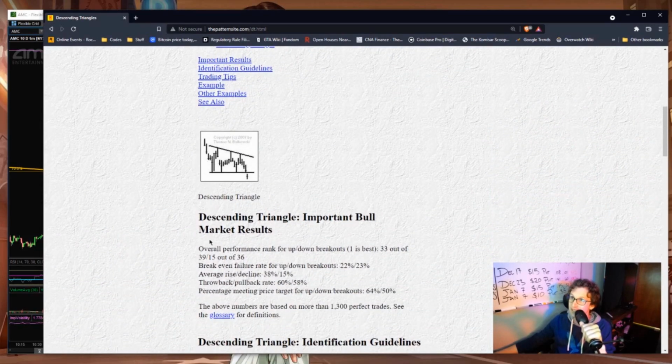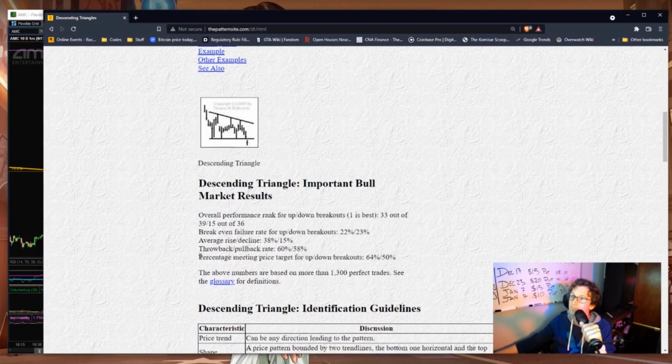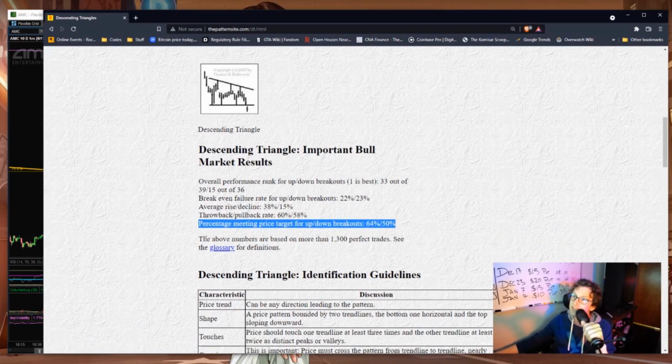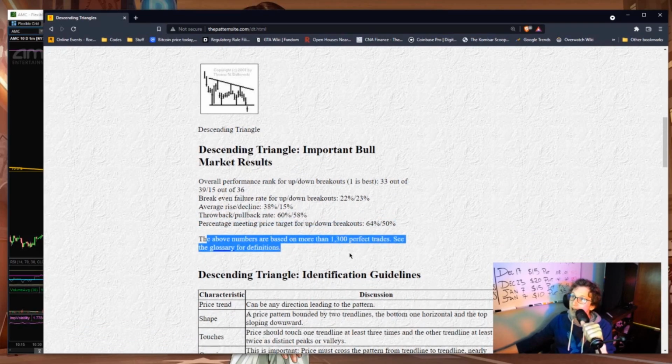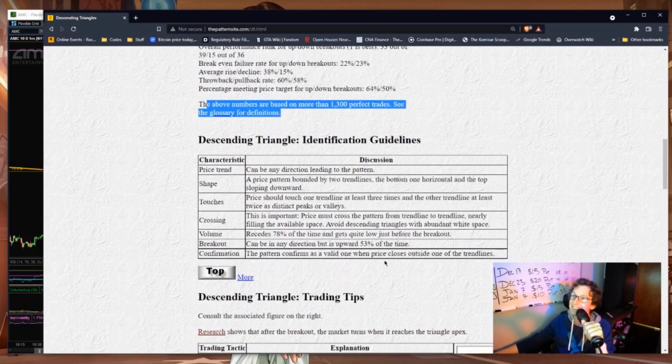Let's have a look. Descending triangles. What's our percentage meaning price target for up and down breakouts? 64% to the upside, which is really generous, and 50% to the downside. And he says the above numbers are based on more than 1,300 perfect trades. Yikes, that's pretty good. That's a lot.